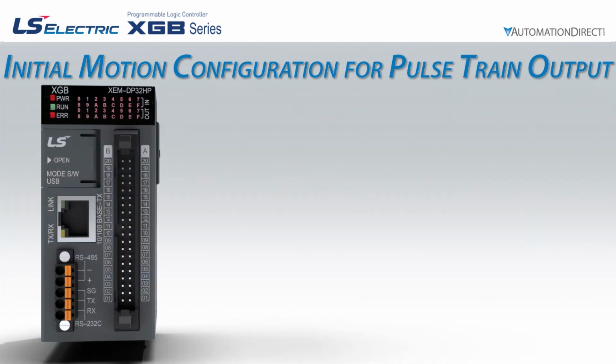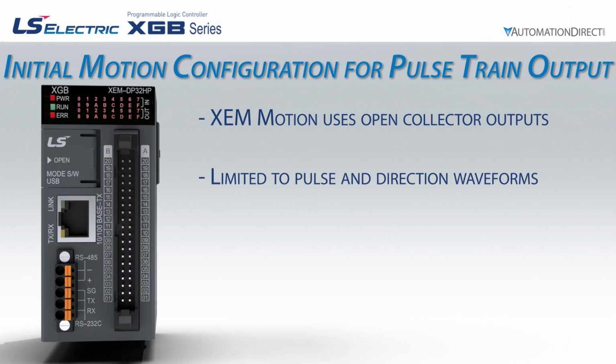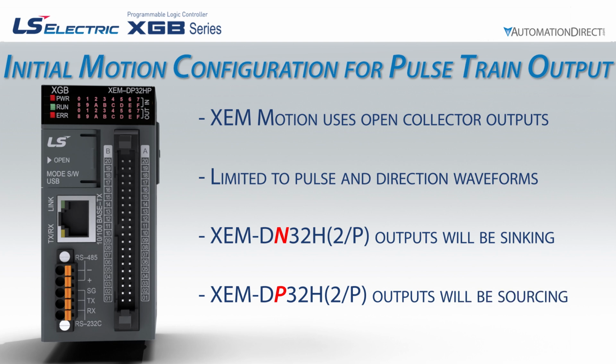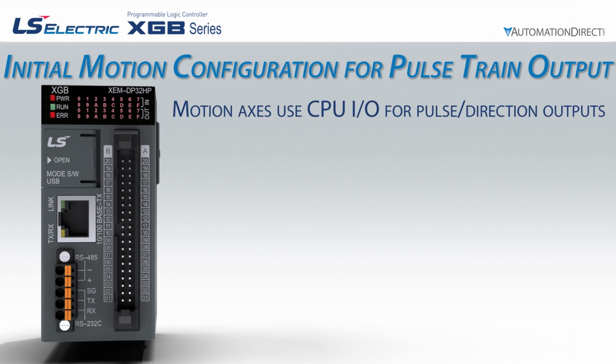The motion control for the XEM is limited to single-ended, open collector outputs that use a pulse and direction signal output type. If we have an XEM DN variant, the outputs will be sinking, or NPN. If we have an XEM DP variant, the outputs will be sourcing, or PNP. It is important to note that the motion controller uses the CPU I/O for its outputs. The physical terminals that the PLC uses for certain %QX points will be the same terminals that the motion controller axes output pulse and direction to.